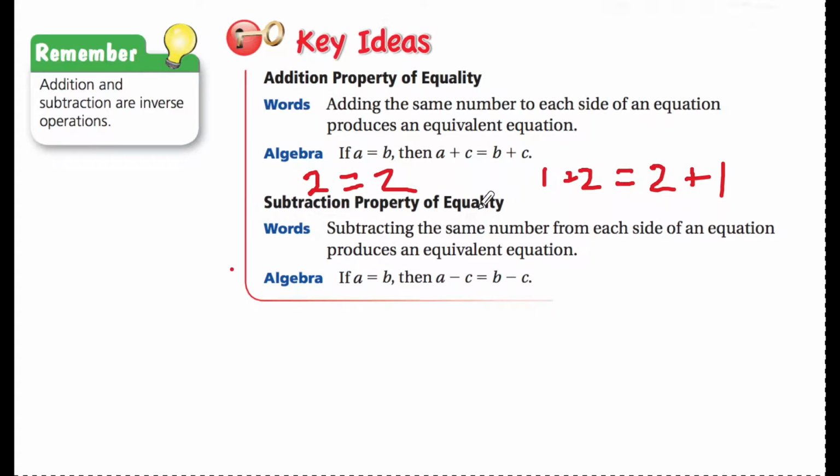The subtraction property of equality is the same thing with subtraction. Subtracting the same number from each side of an equation produces an equivalent equation. If A equals B, then A minus C equals B minus C. It's important to remember over here that addition and subtraction are inverse operations of each other.